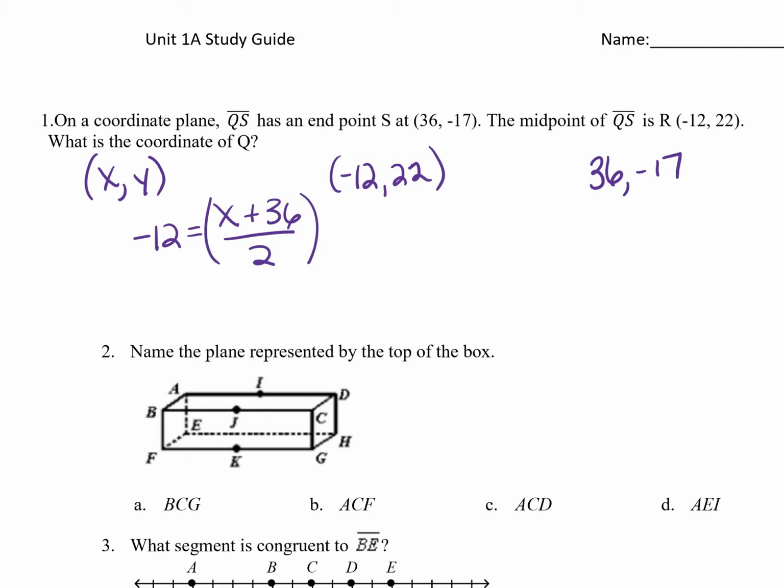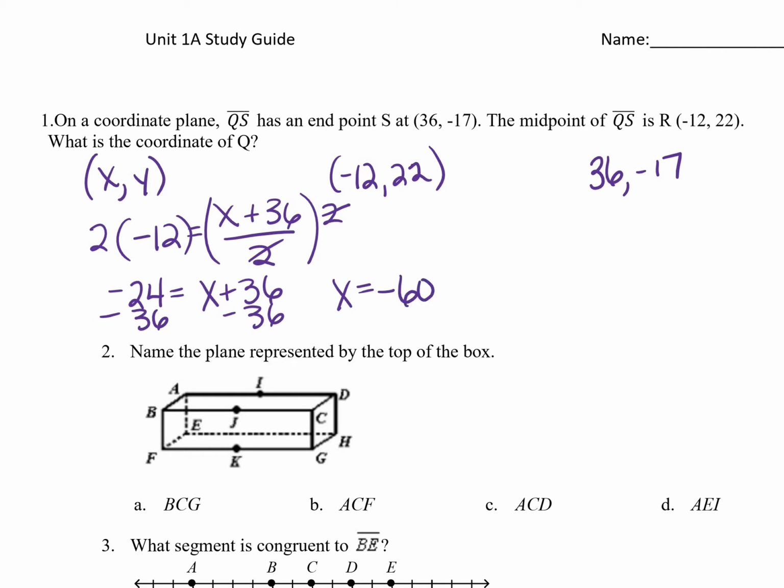To solve this, you need to multiply both sides by 2, and then you get, for this problem, negative 24. These 2's cancel out, and you get X plus 36. Keep solving for X, subtract 36, and then I get X equals, add these two negatives together, keep it negative, and that's going to be negative 60.